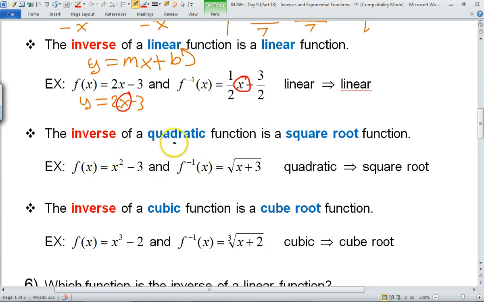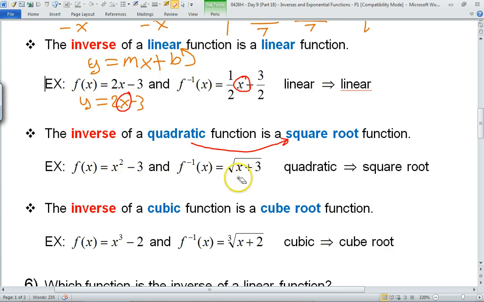Let's talk about a quadratic function. A quadratic function is the function that has x squared for the exponent. Okay, you need to know that. Quadratic means the x is squared, like a parabola. Now, if you take the inverse of a quadratic function, you're going to get a square root function. Specifically, if I took the inverse of this function x squared minus 3, it would turn out to be the square root of x plus 3. So a quadratic function with a squared is going to end up as a square root function as the inverse.